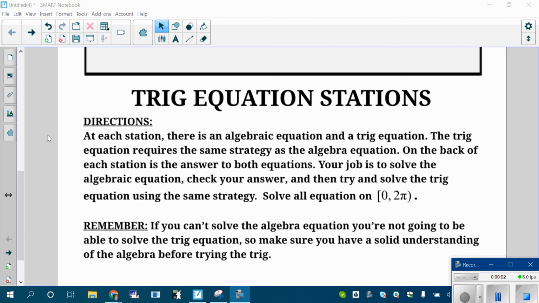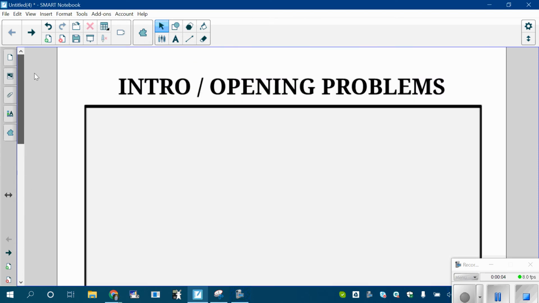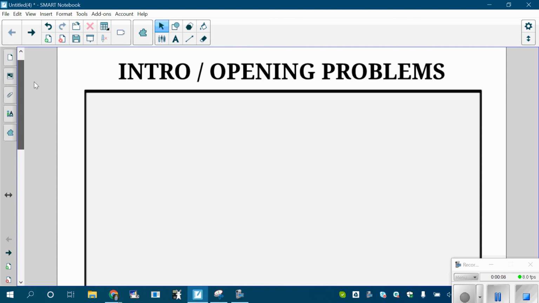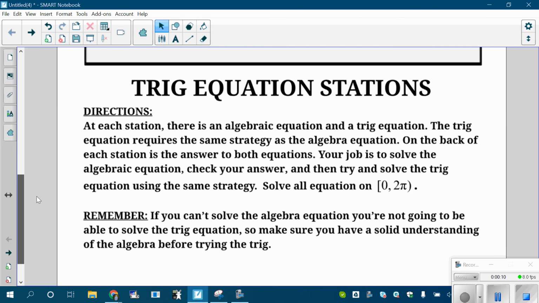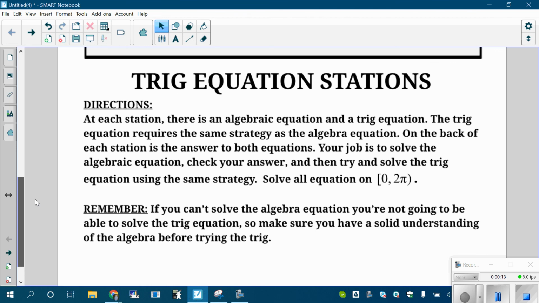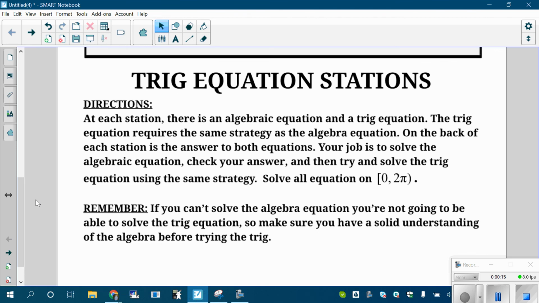Hey everybody, it's Mr. Covey here, and this is page 4 of your note packet. It looks like this. We've already done some intro opening problems together, so we're going to jump right into what we usually do as some stations, but we're going to do them as notes in this video. It'll work out. So the idea here is there's going to be an algebraic equation and then a trig equation that kind of mirrors the format of the trig equation.